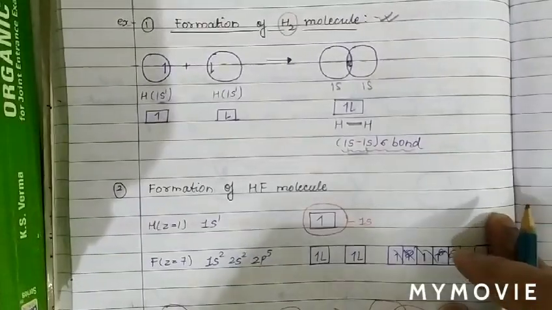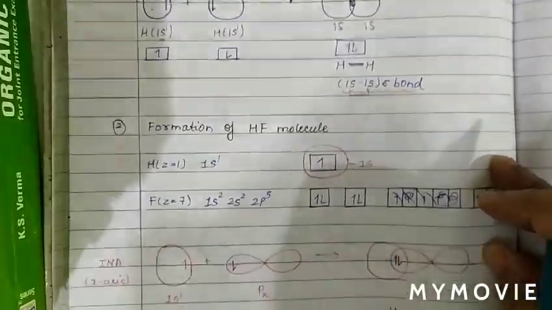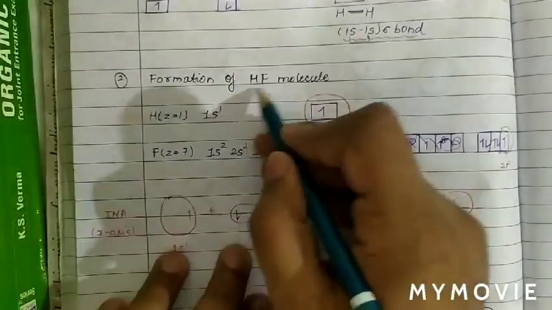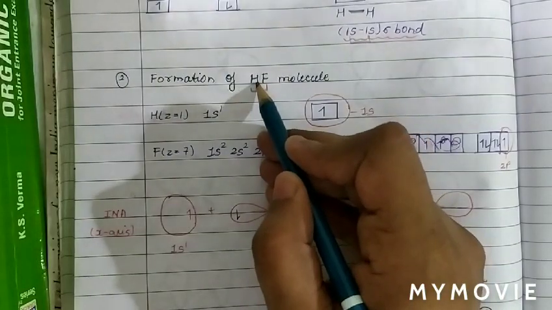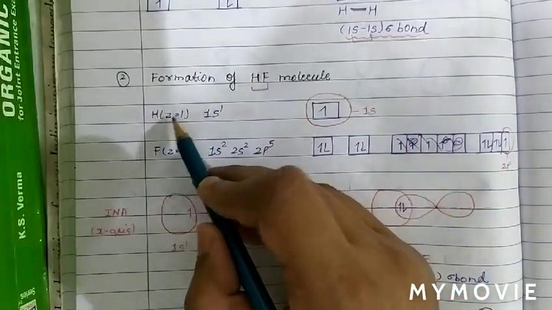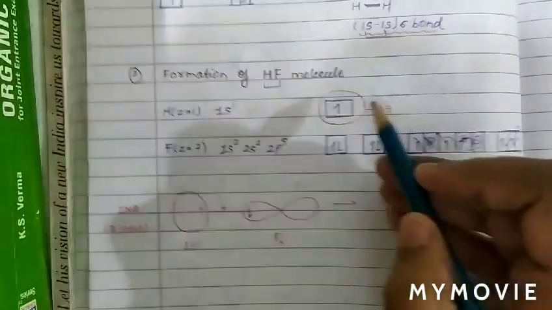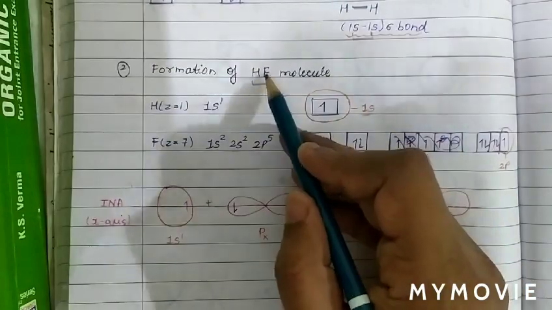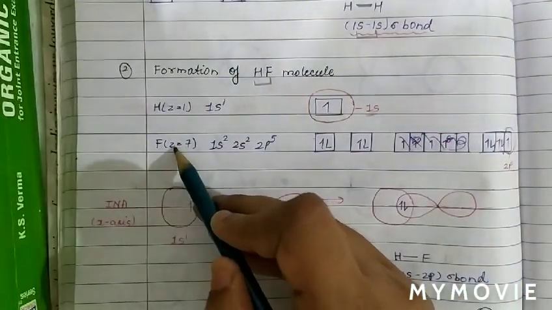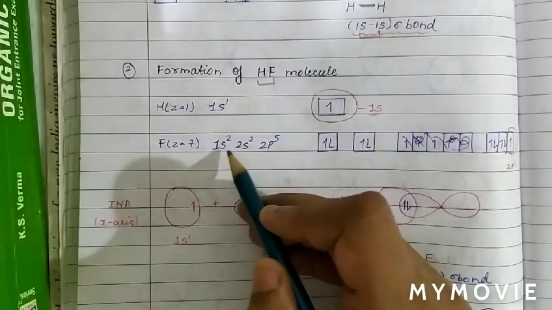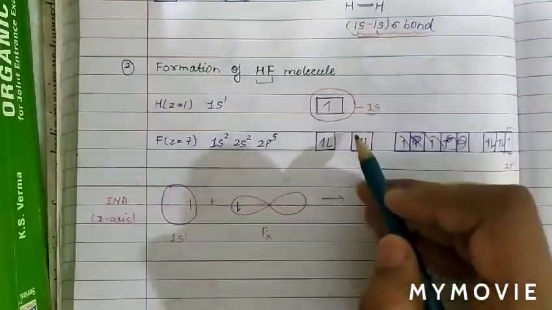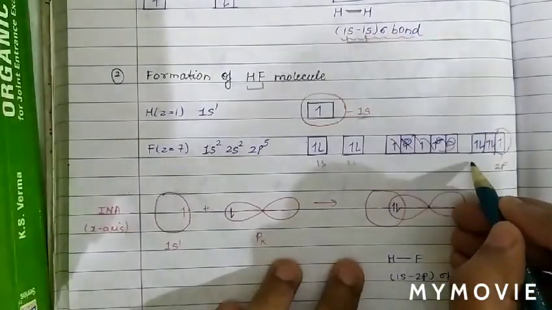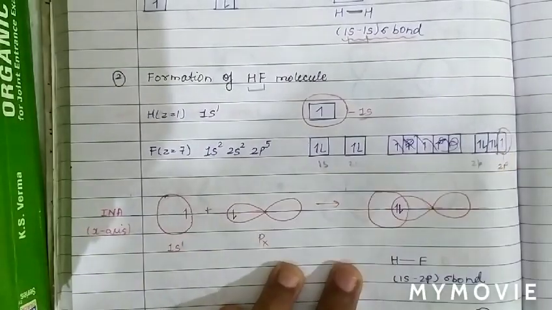See, according to VBT, formation of HF molecule. How is the HF molecule formed in VBT? Formation of hydrogen fluoride molecule. Write the configuration of hydrogen. Atomic number 1, so the configuration will be 1s1. So the orbital containing one unpaired electron is 1s. Write the configuration of fluorine. Atomic number is 9 and the configuration is 1s2, 2s2, 2p5. So this is 1s2, 2s2 and this is 2p5. In 2p5 there is one unpaired electron.